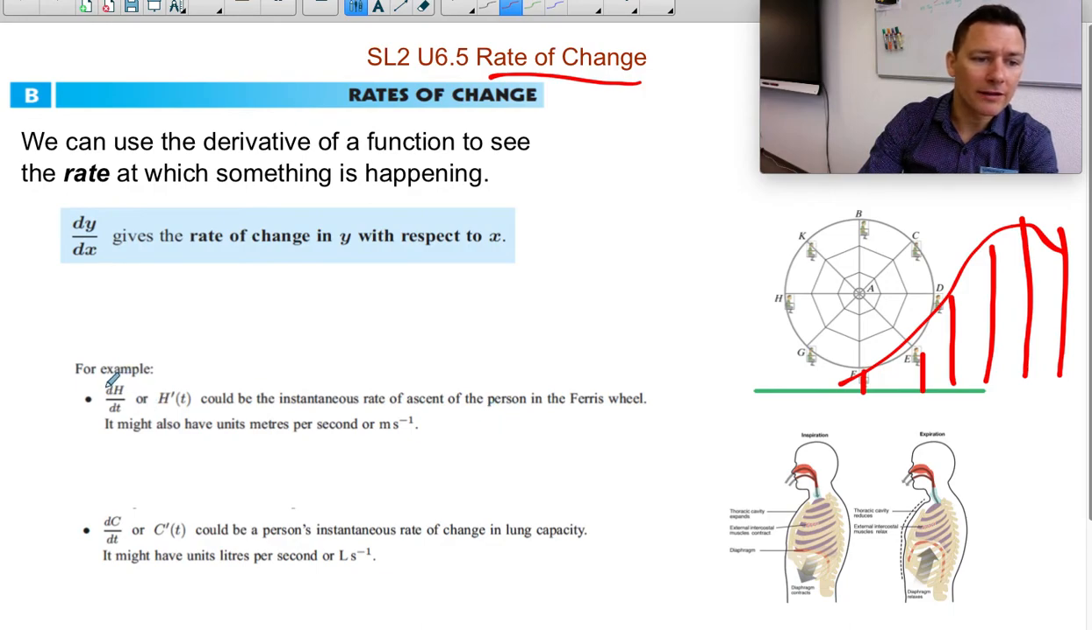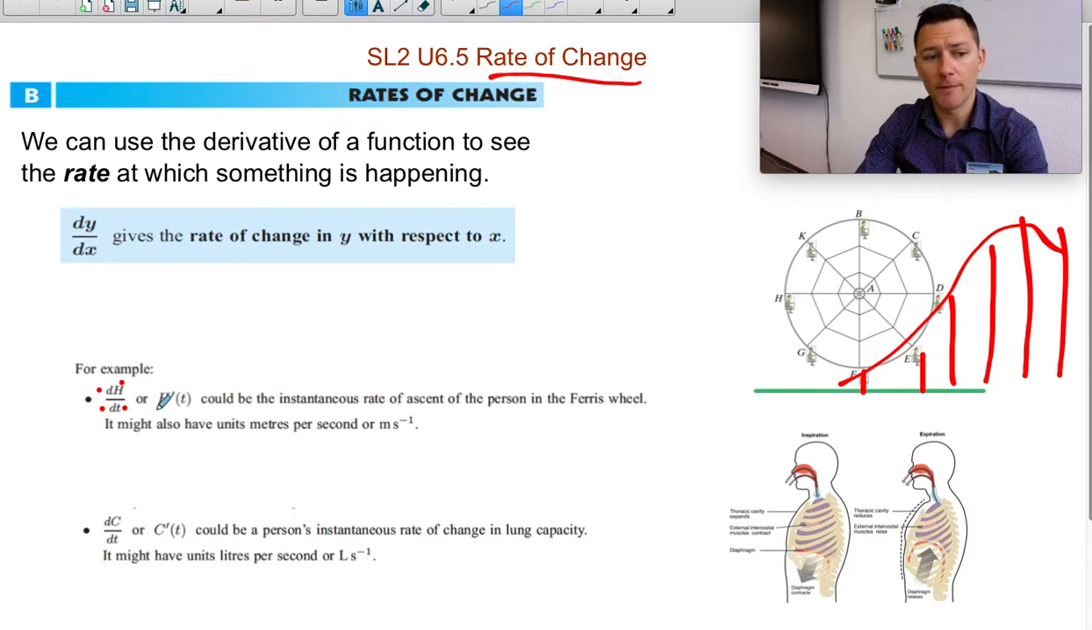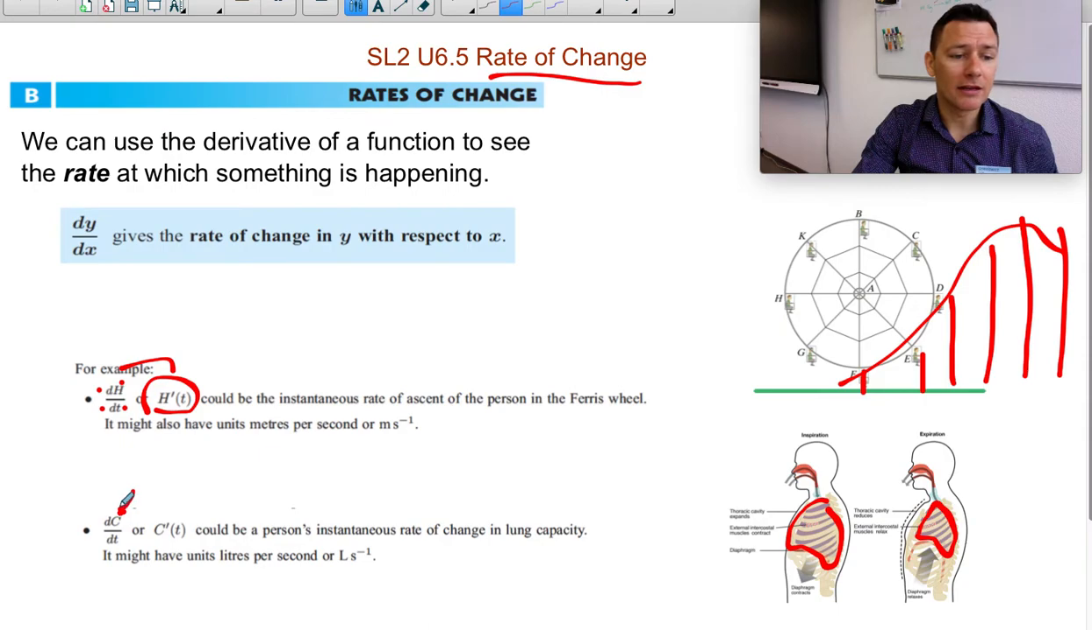And you can call that the change in the height based on the change in time, right? Or h prime of t. They are synonymous, right? Maybe you're talking about the volume of air in somebody's lungs, and it's based on time. You could say the lung capacity, the change in capacity based on time, or c prime of t.